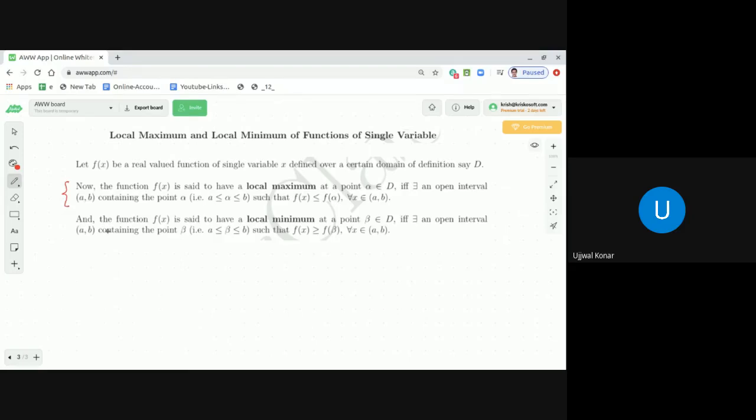In a similar manner, dear students, the function f(x) is said to have a local minima at a point beta belonging to D if and only if there exists an open interval (a, b) containing the point beta, that is a is less than or equal to beta is less than or equal to b, such that f(x) is greater than or equal to f(beta). Now, dear students, a few minutes back we discussed the absolute maximum and absolute minimum, and now we are discussing local maximum and local minimum. Now let us understand by means of a graphical representation so that things will be amply clear.